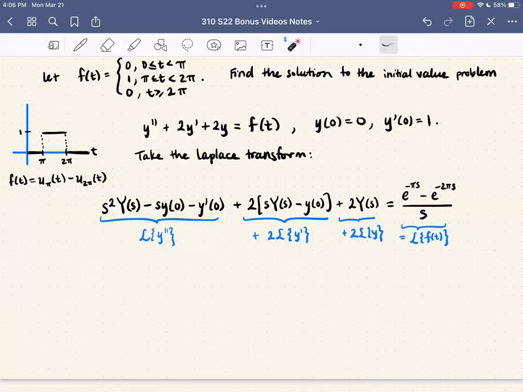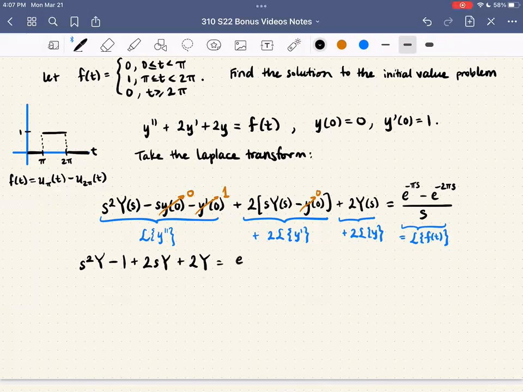Now we can substitute our initial conditions where we have them here in our equation. So y of 0 is 0, y prime of 0 is 1, and y of 0 is 0. So let's go ahead and substitute those in. I have s squared times capital Y minus 0 minus 1 plus 2s capital Y minus 0 plus 2 times capital Y. That is still equal to our right-hand side here. Just copying that down. And now I want to solve for capital Y.